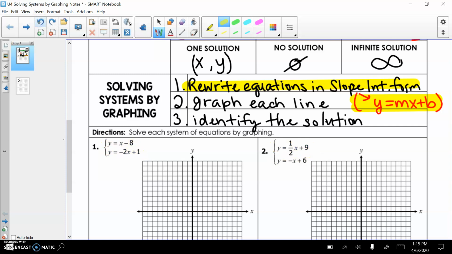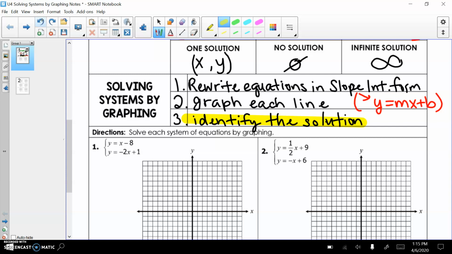All right, step two is next, you have to graph the lines. Once they're in slope-intercept form, you have to graph them. And then you just have to tell me what the solution is. So the solution is either where they cross, no solution if they're parallel, or infinite solutions if they are the same exact line. So you just have to tell me that. Those are the three steps to solve these.